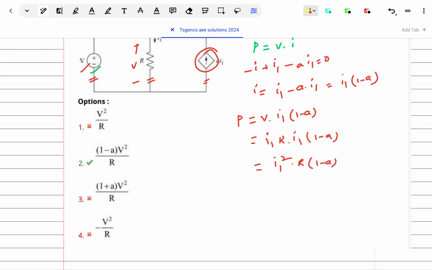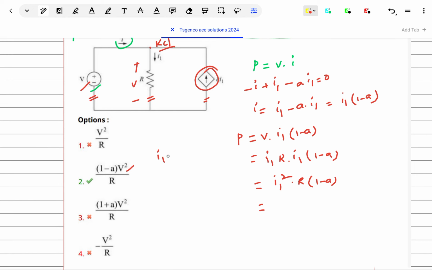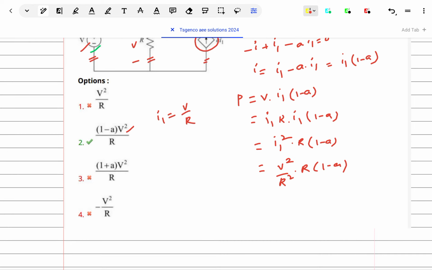But here in the given options, they have written the equations in terms of voltages. So I1 in this network is nothing but V by R. So I can write V square by R square into R into (1 minus A). If you simplify this, V square by R into (1 minus A) is the right answer for this question. So the answer will be option 2.